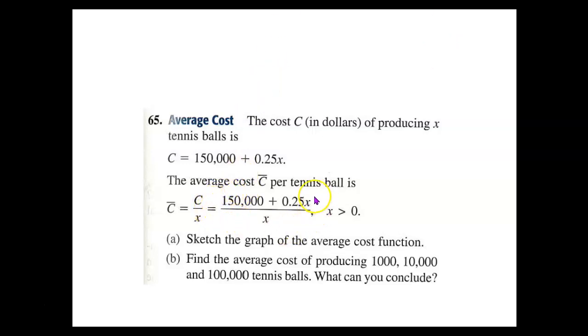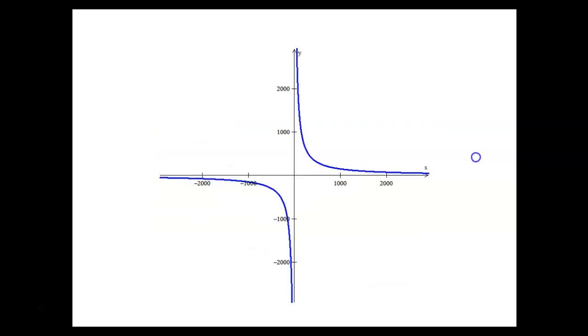If I take that function and I draw the graph, or I ask my graphing calculator or my graphing software to graph it for me, here's what it looks like. Now, really, the only part of the graph that applies here is the part where the x coordinates are positive, because we can't be making a negative number of tennis balls. So really just focus on this part of the graph. Notice how it goes way up here, and it sort of flattens out over here.